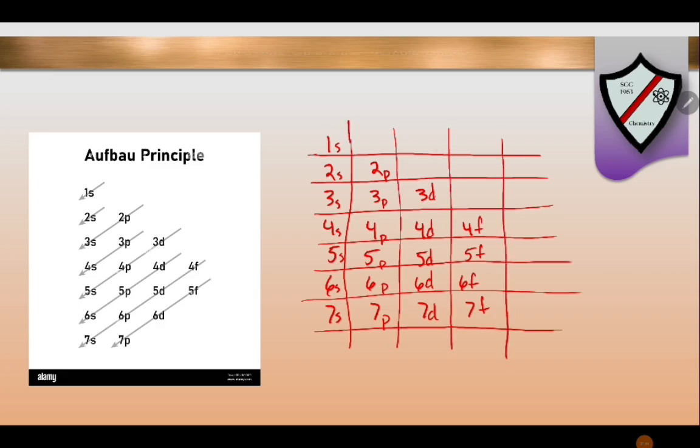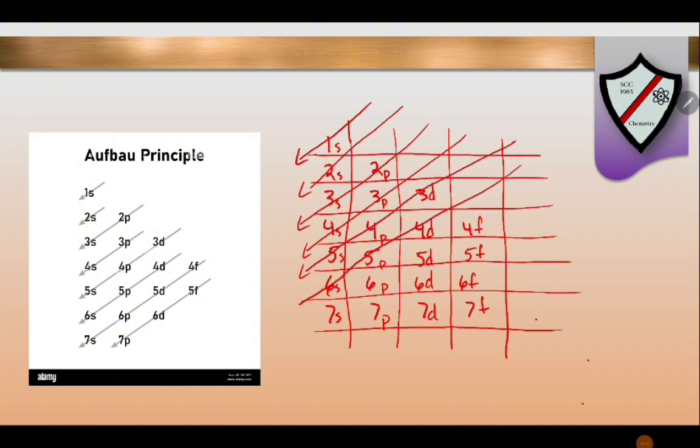And we are going to run arrows through the diagonals of every one. And following from the top to the bottom of every arrow will result in the filling order, the correct energy filling order of all of the atomic orbitals.